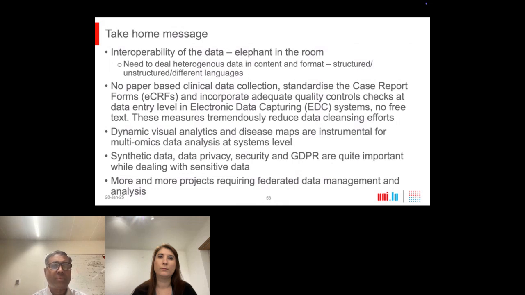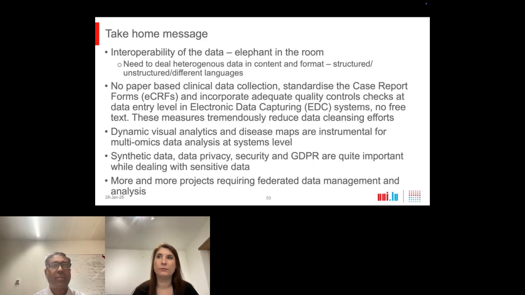So, the take-home message. One thing I would say is that interoperability of the data is very important. When you're dealing with clinical and translational data, you have to deal with very heterogeneous data in content and format. These are structured and unstructured data, in different languages. This is extremely important, and it takes a lot of energy. We also tell the clinicians: no paper-based clinical data collection, otherwise one needs to put in an enormous amount of effort.